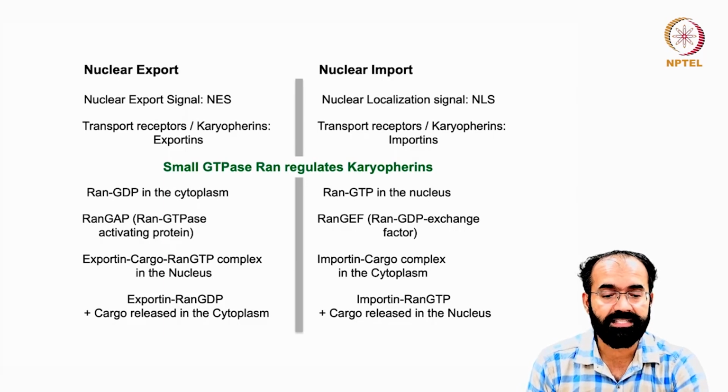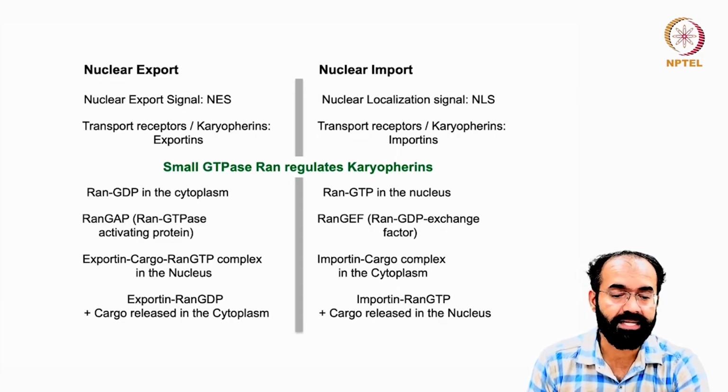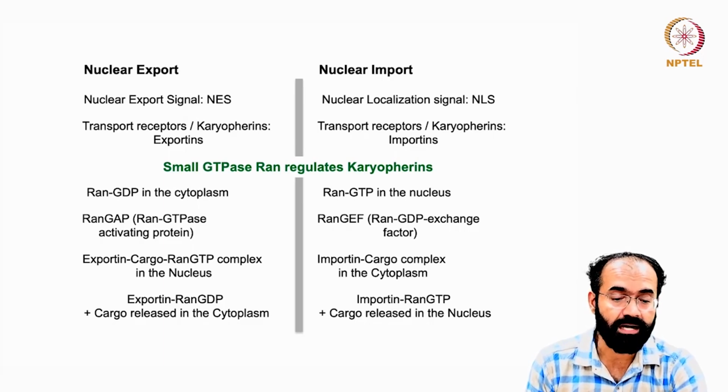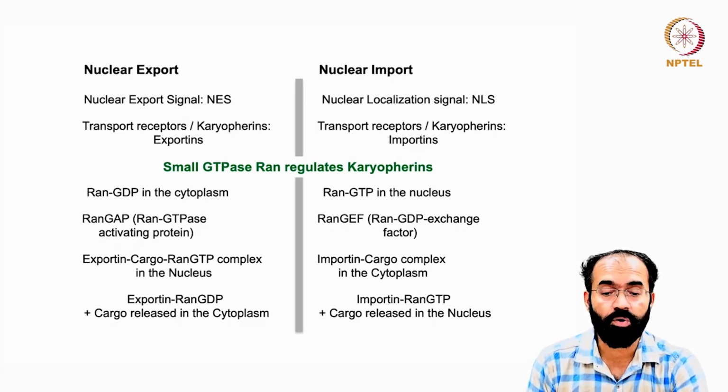And the RAN GDP stays in the cytoplasm, RAN GTP is in the nucleus, and RAN GAP, RAN GTPase activating protein, is present in the cytoplasm, whereas RAN GEF, RAN guanine nucleotide exchange factor, its full name, is present in the nucleus. And the exporting cargo RAN GTP complex is in the nucleus and the importing cargo complex is in the cytoplasm. And exporting RAN GDP plus cargo is released in the cytoplasm, importing RAN GTP plus cargo is released in the nucleus.